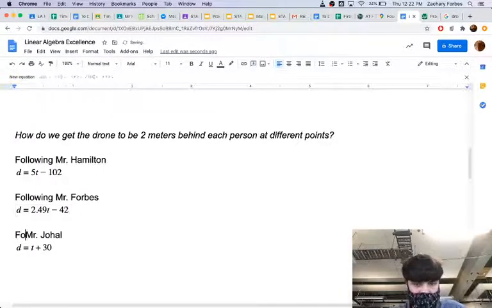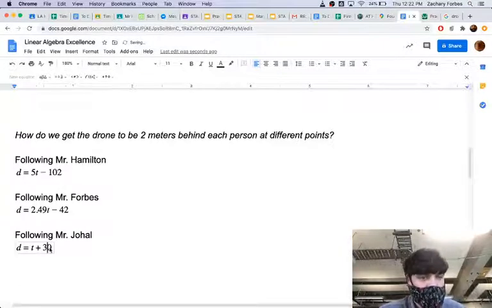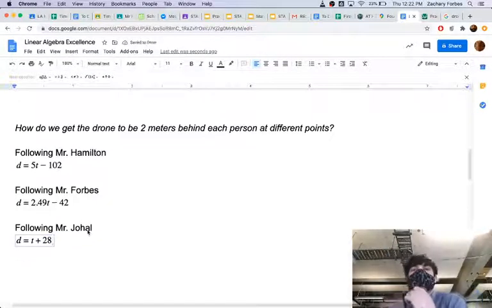And then we're going to make one for following Mr. Jahal, and that's going to be, what's 30 minus 2? Let's do that a little slower. 30 minus 2 is 28. So I'm going to make that plus 28. So now we've got the drone's formula for following each person.